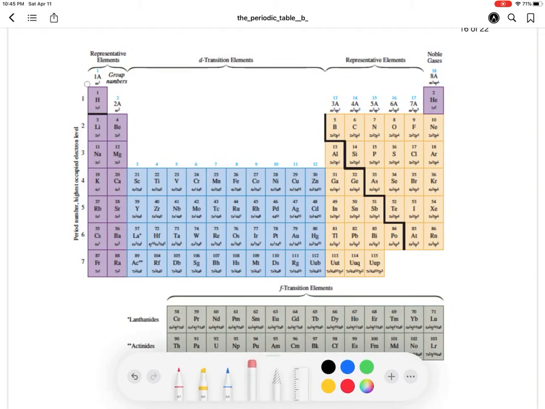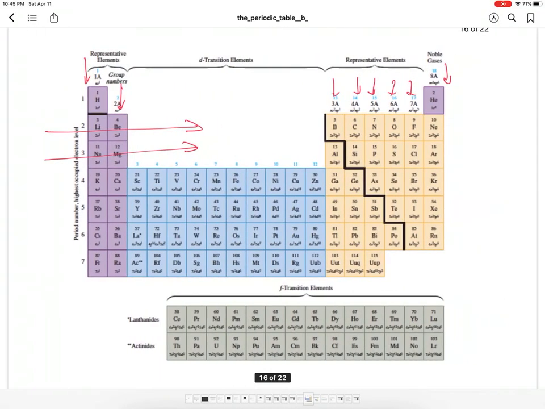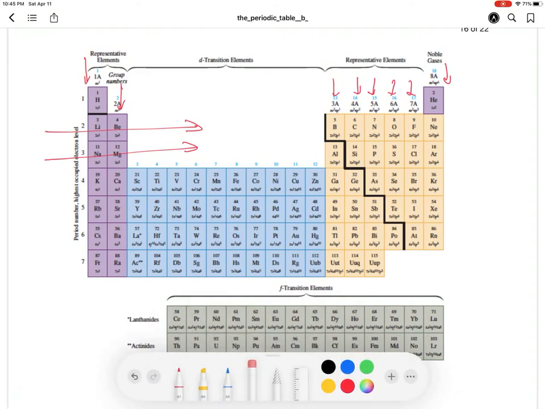This is it here, the periodic table. This is group 1, 2, 3, 4, 5, 6, 7 and then 8, and if you move across that will be period 2, period 3. So for example, if I take lithium, let's take lithium here. Lithium will be in group 1 in period 2. This is how you read it.